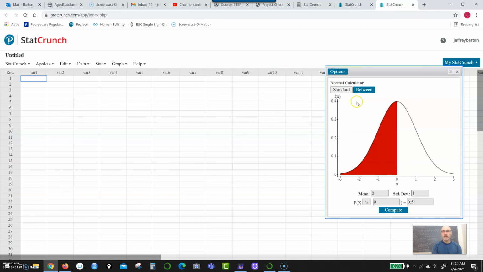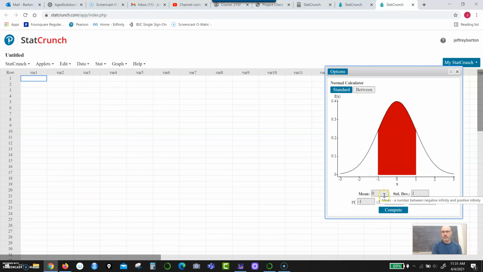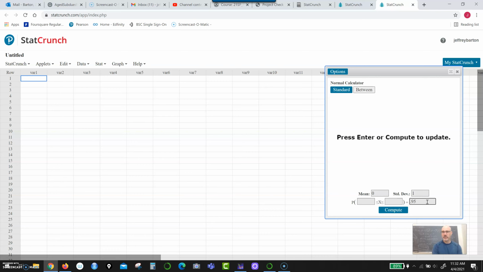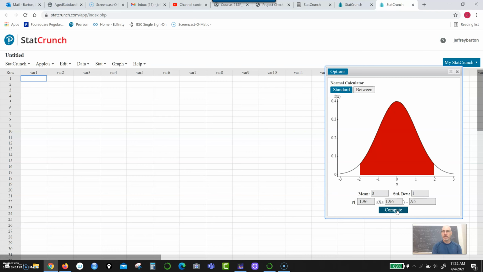So critical values deal with the middle area. I'll click Between. It's already got the standard normal pictured, where the mean is 0 and the standard deviation is 1. So this is a distribution where along the x-axis we have z-scores. And the confidence level is the same as the middle area we want. For example, a 95% confidence level would require a middle area of 0.95. And we click Compute. That gives us our z star that I used in the examples, 1.96.